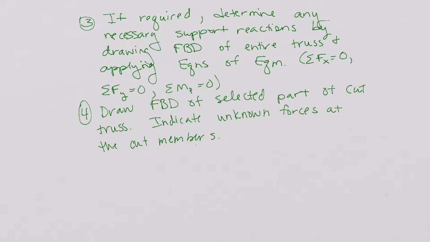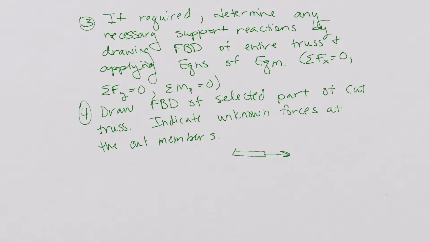Step 4, which is what I just talked about: you draw a free body diagram of that selected part of the cut truss and indicate any unknown forces at the cut members. Since you're cutting it, you'll have forces at each of those. For this, you can also just always assume that the members are in tension. When they're in tension, it's basically the forces away from the joint. If the answer is positive, then the member's in tension. If it's negative, then it would be in compression. Or if you want to, you can also decide if they'll be in tension or compression by inspection, which is what I had done for those other figures.